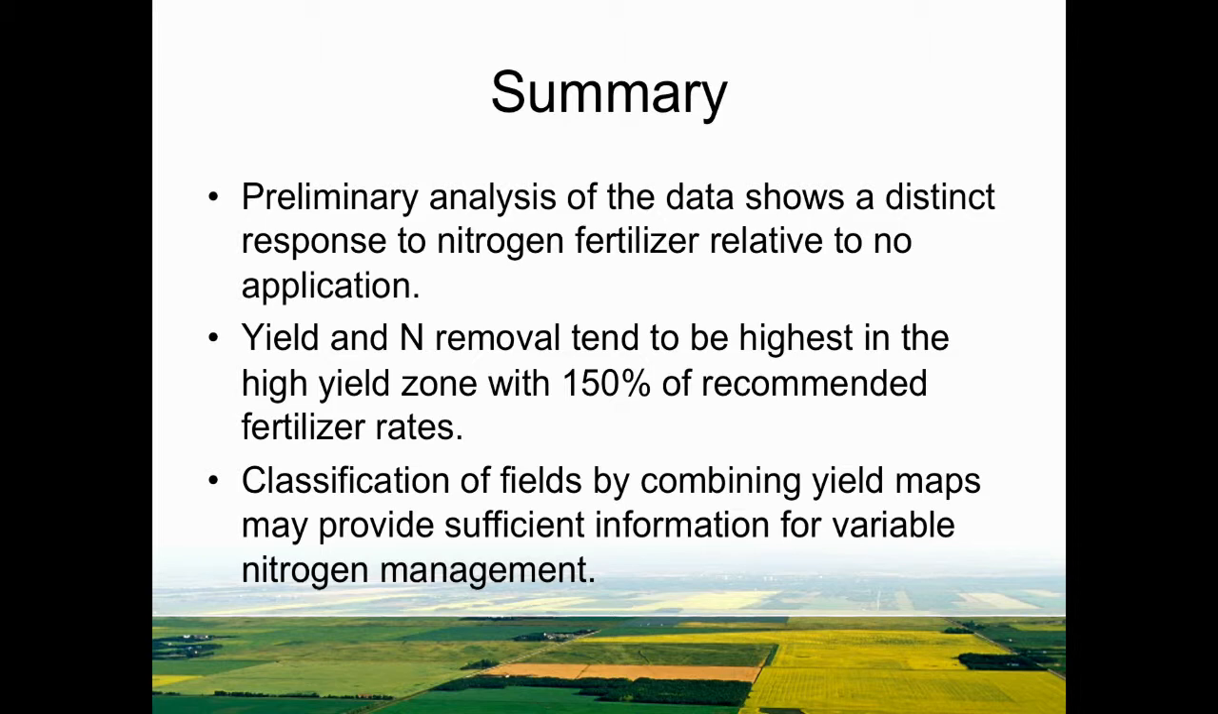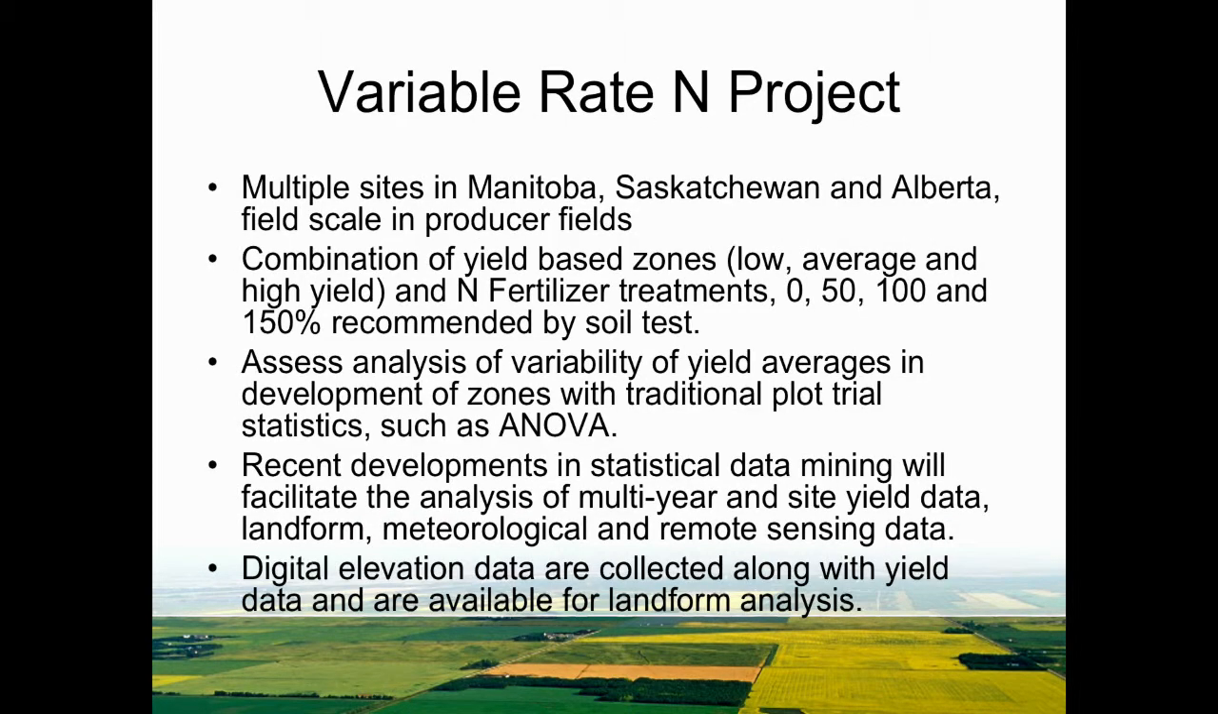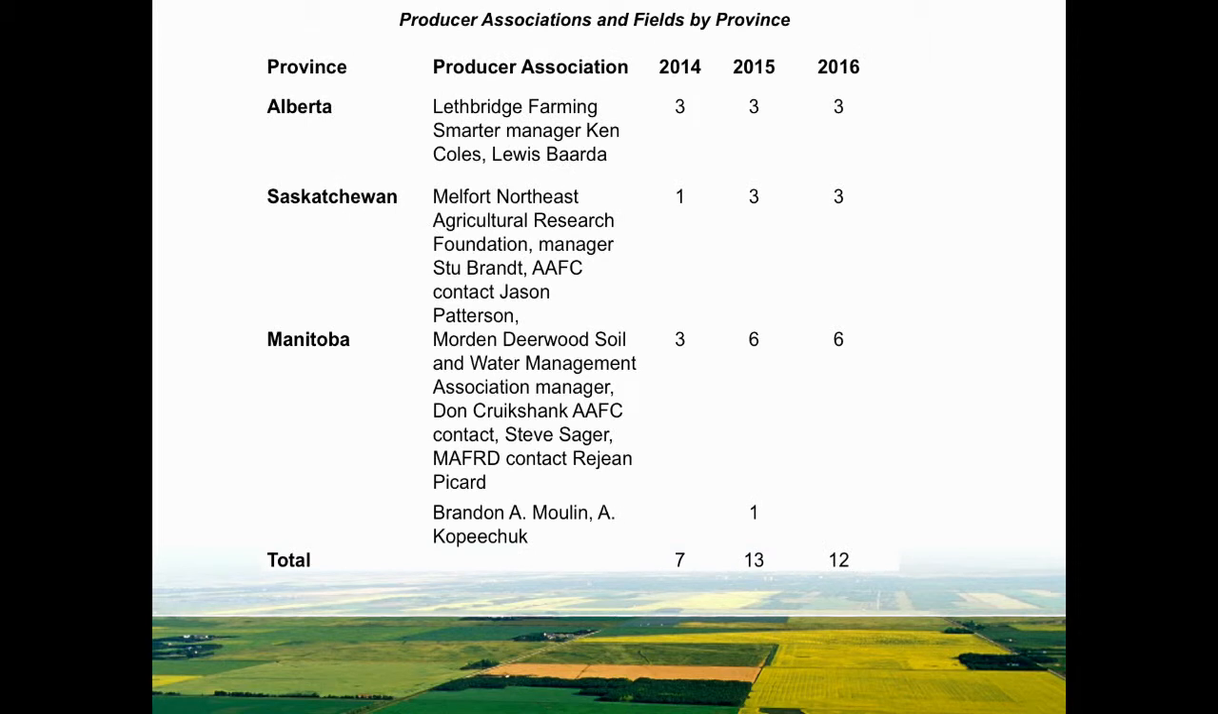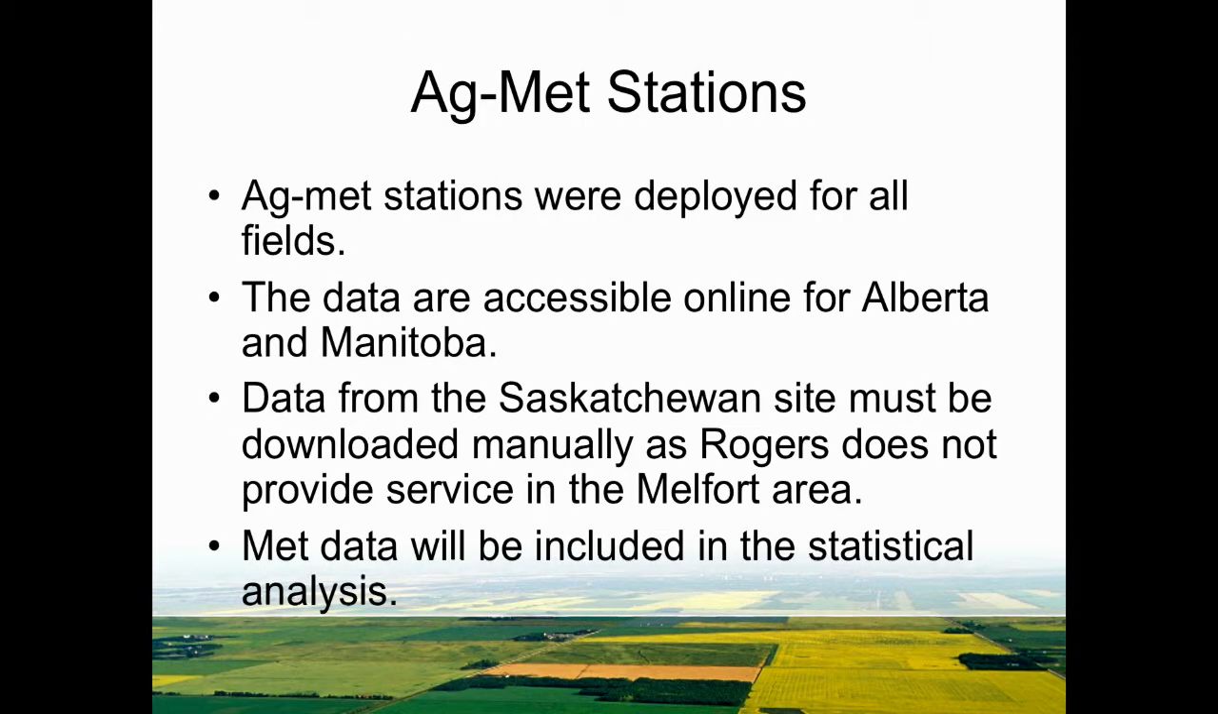and that's the reason why we decided to initiate this study with the Canola Council. It's a variable rate study with multiple sites in Manitoba, Saskatchewan, and Alberta. Same design, although we're adding a lot more information to the analysis. We have collaborators of Farming Smarter, also the Northeast Agricultural Research Foundation, and Deerwood Soil and Water Management. We plan to have 13 fields next year. We have AgMet stations at each of the sites.